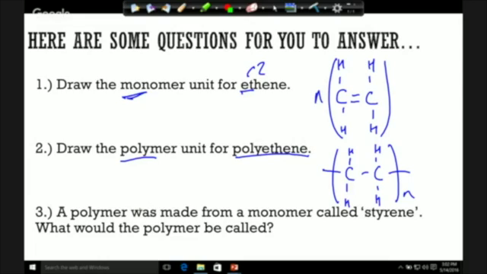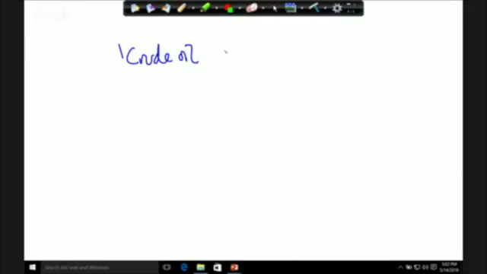The last question: a polymer was made from a monomer called styrene. What would the polymer be called? Well, you simply just add the word poly in front to make polystyrene. So very well done if you got those correct. And that kind of completes how you get from crude oil to plastics.